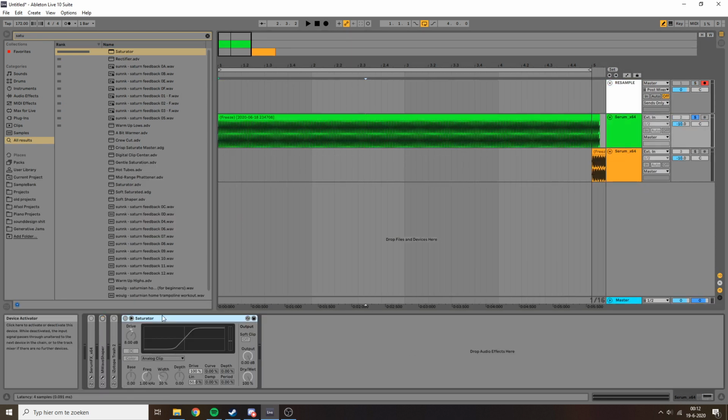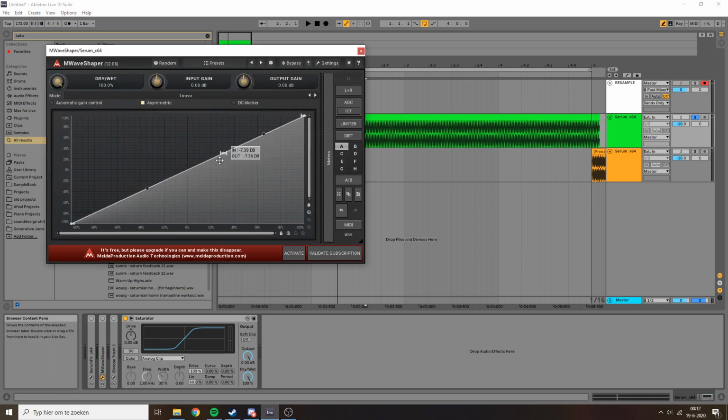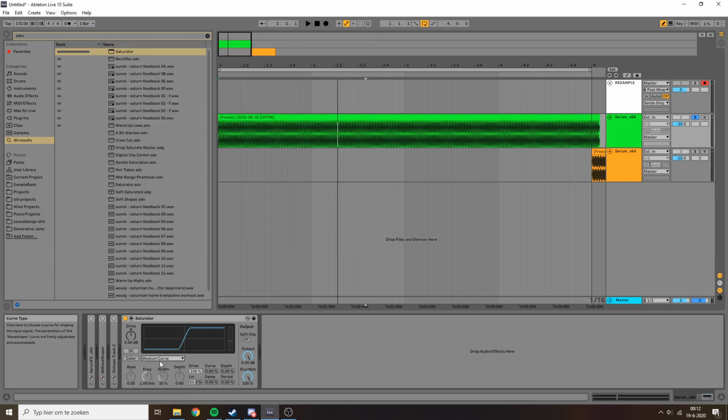For example, Ableton's own Saturator. You can see it gives you this nice curve. It's not like in this plugin where we can totally customize it, but it has some nice preset curves that we can use to get all different flavors of distortion.